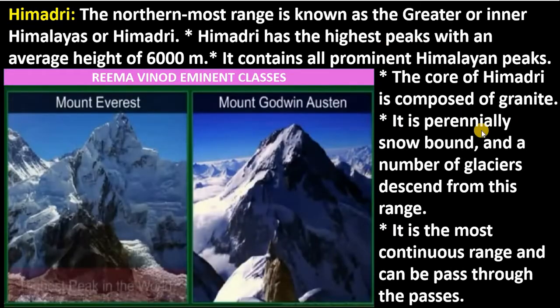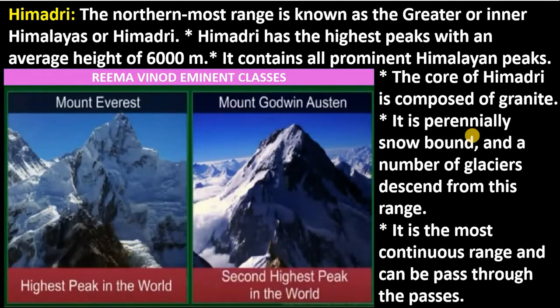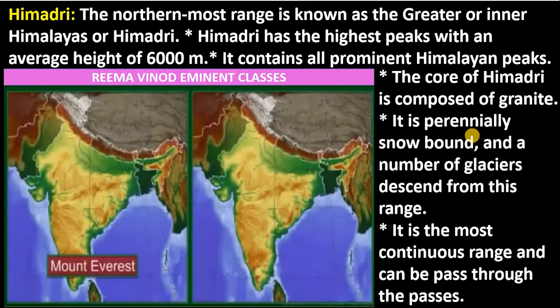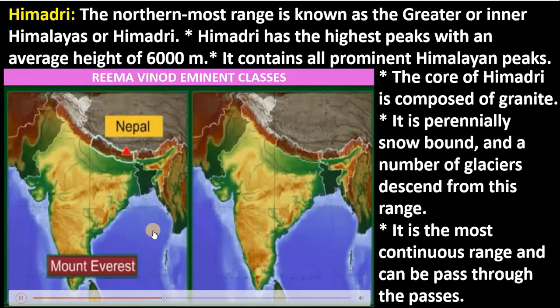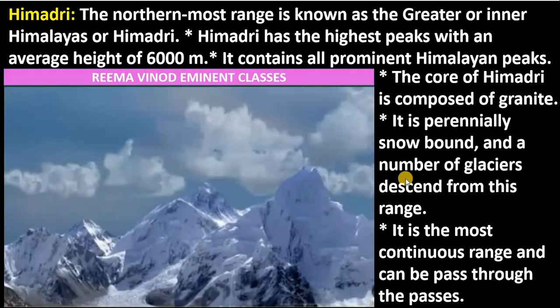Mount Everest, as you know, is the world's highest peak, and the second highest peak of the world is Mount Godwin Austen. Now you see the location of these mountain peaks. Mount Everest is located in Nepal and Mount Godwin Austen is located in the Ladakh region.